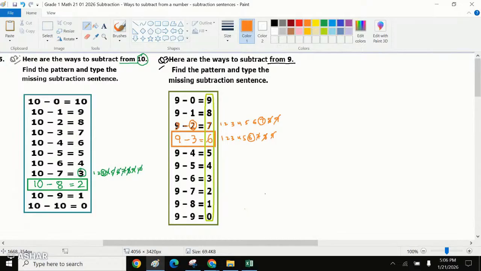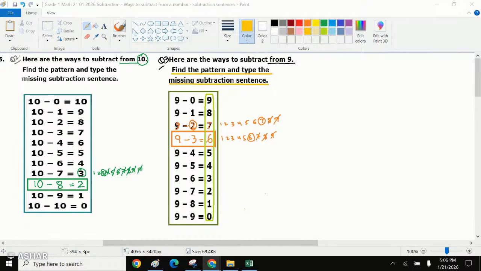Okay, that's good. Yes, thank you, Adiba. But we have to write the complete sentence. I'll just highlight. The question is saying find the pattern and type the missing subtraction sentence, right? So the total sentence would be 9 minus 3 is equals to 6. Thank you. Let's have a look at the next question.